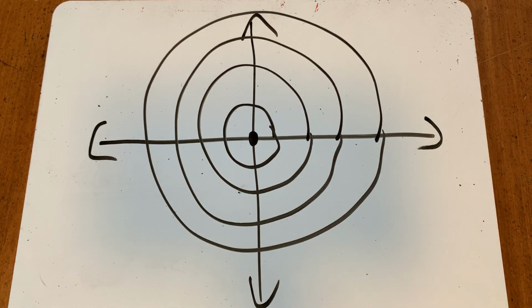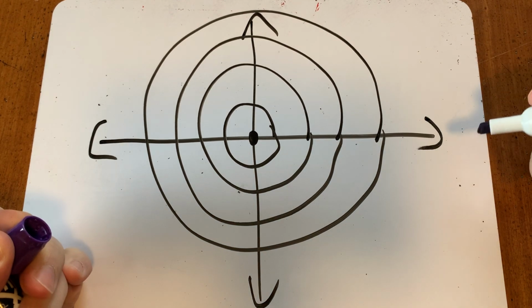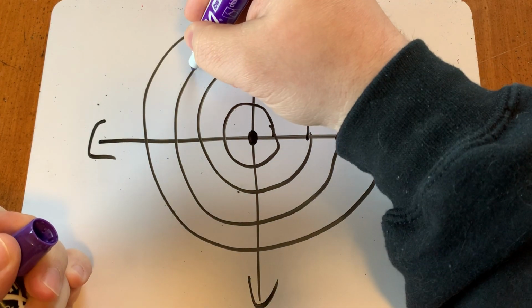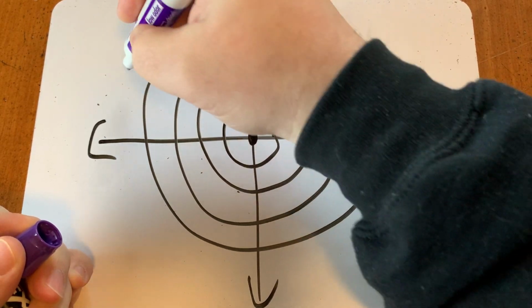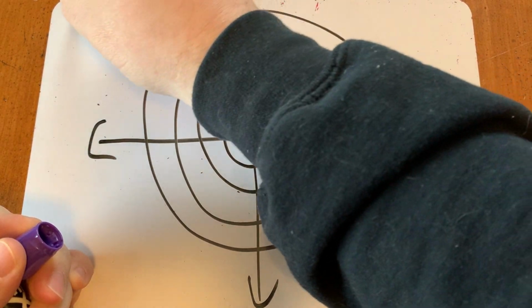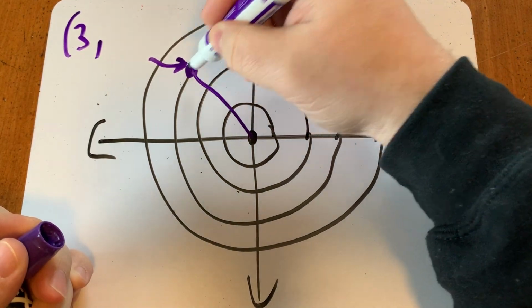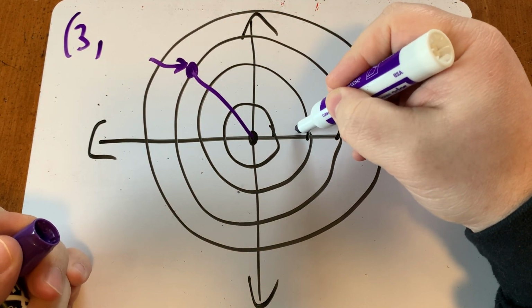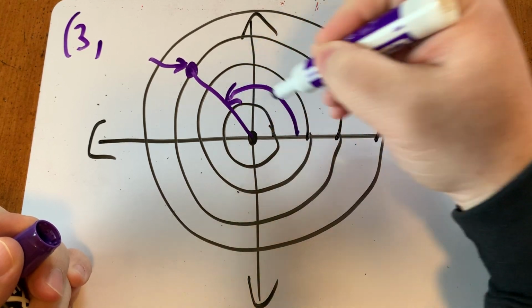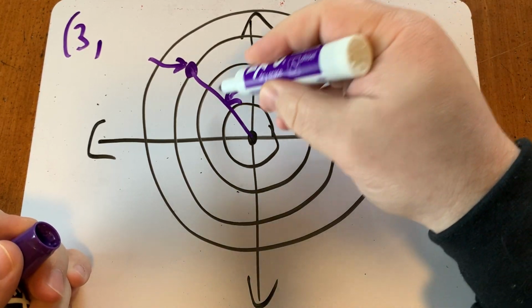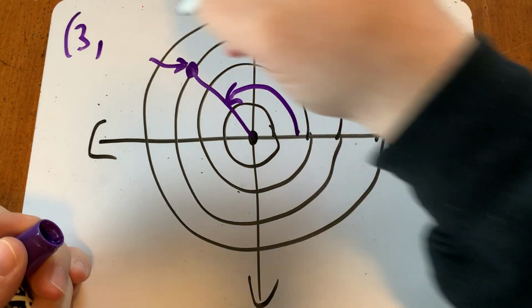Now, if you had a point on this polar plane, so let's say I had on this third circle, so we'll say that point is 3, and just for the sake of giving us a nice angle, let's say that that's at 3 pi over 4.